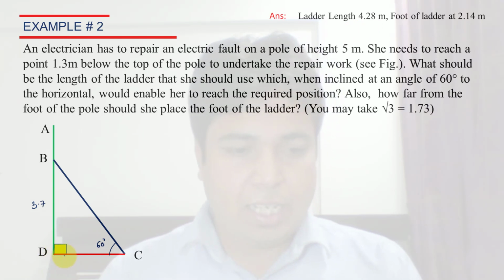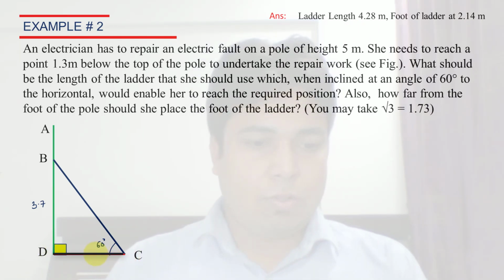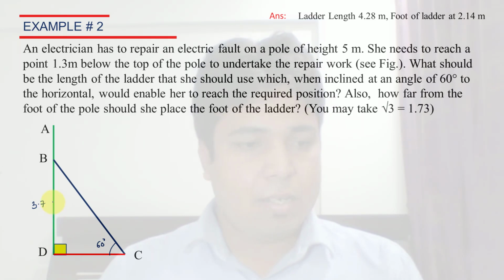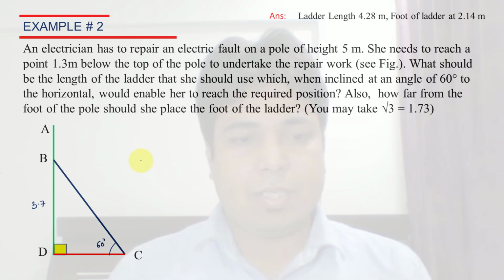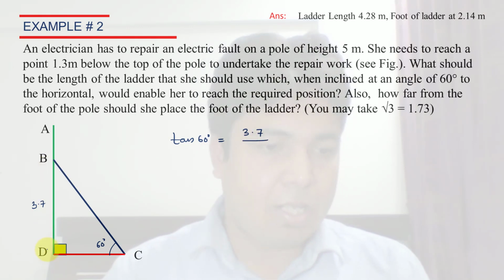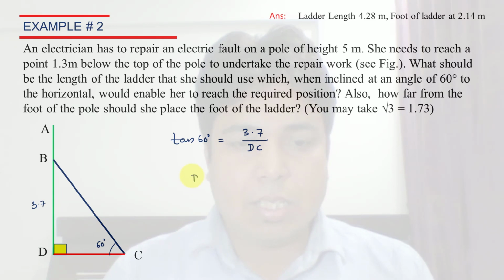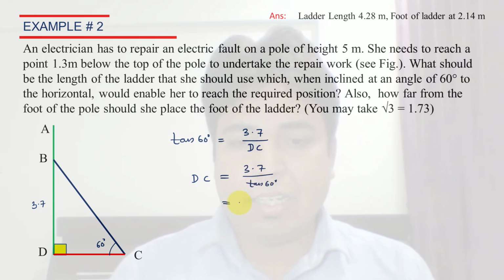Now we need to find the length DC. To calculate the length DC, we know the relation between perpendicular upon base, that is tan 60 degree, which is equal to 3.7 upon DC, that is perpendicular upon base. So DC is equal to 3.7 upon tan 60 degree, and tan 60 degree is root 3.